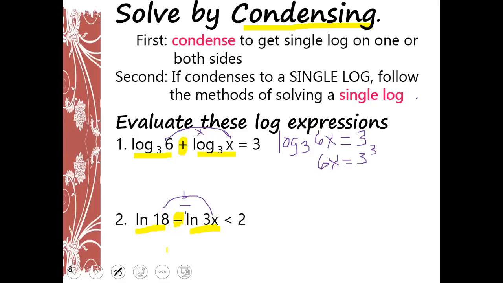When I solve, I get 6x is equal to 27. x is equal to 27 over 6, which is equal to, divide by 3, 9 over 2, or 4.5.